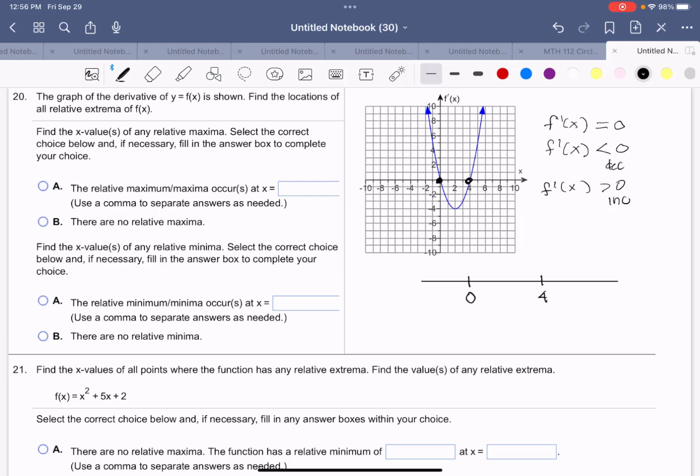And also recall that when you're looking at derivatives, you're looking at whether they're positive or negative. So this derivative is positive everywhere it's above the x-axis and negative everywhere it's below the x-axis. So that means our derivative is positive to the left of 0, negative between 0 and 4, and positive to the right of 4.